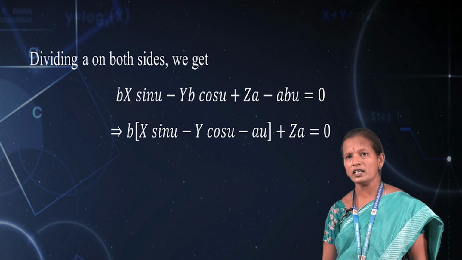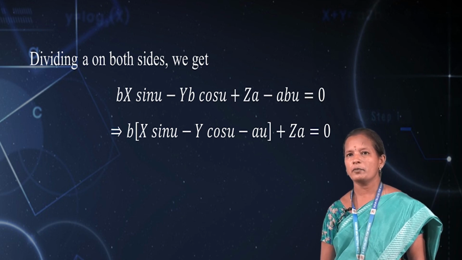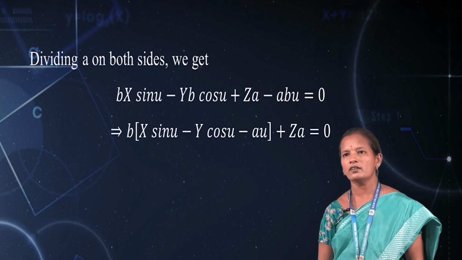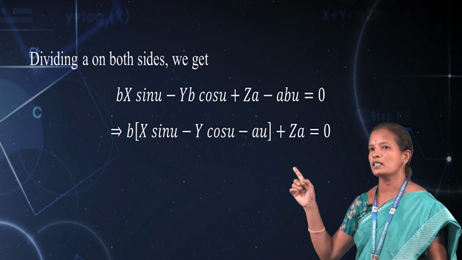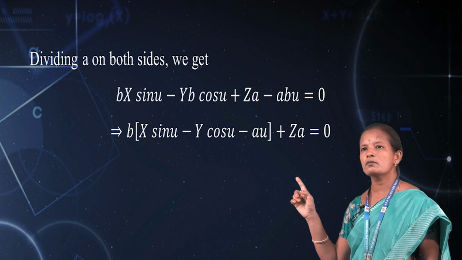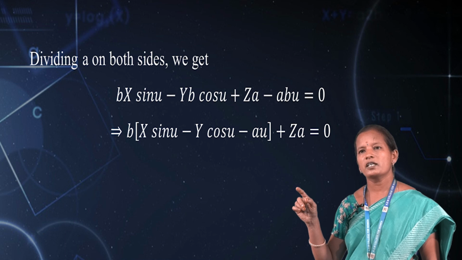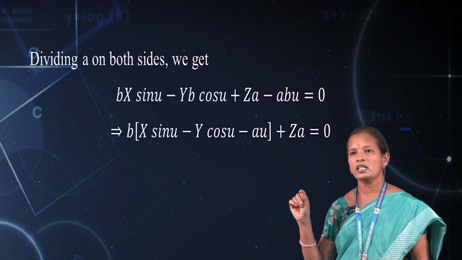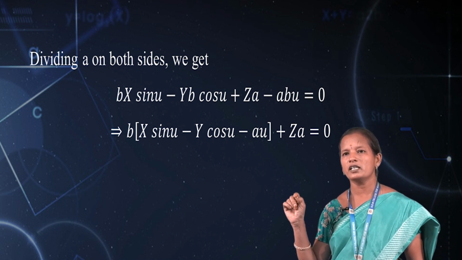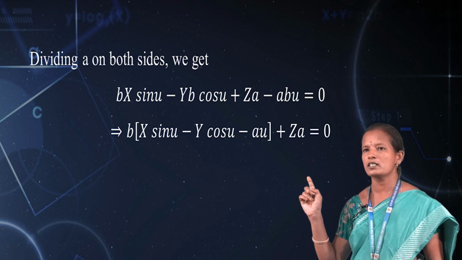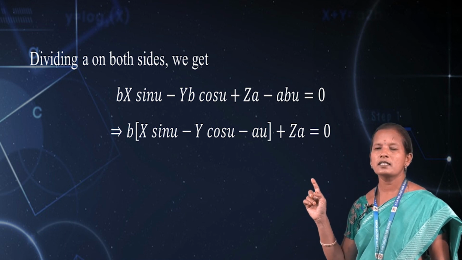Dividing a on both sides, because a is common for all the terms, we get b X sin u minus Y b cos u plus Z a minus a b u is equal to 0. We take b out because b is common for three terms. So b into (X sin u minus Y cos u) minus a into u plus Z a is equal to 0.